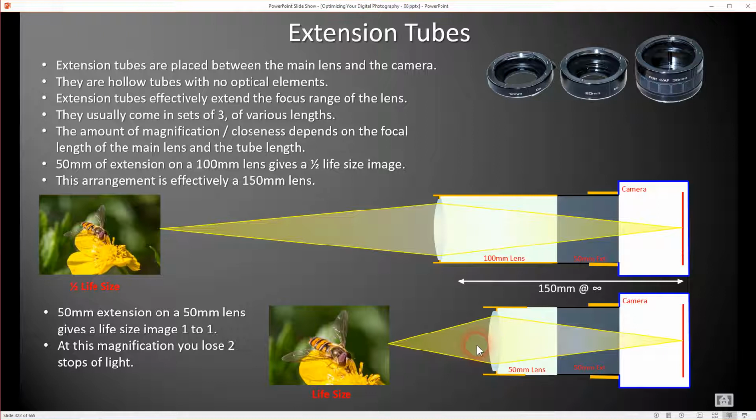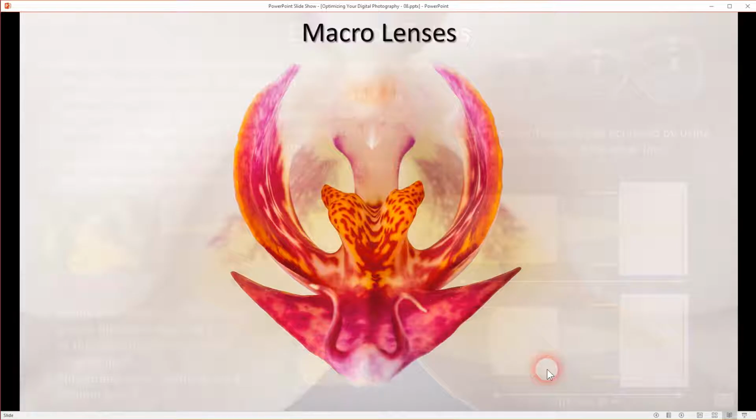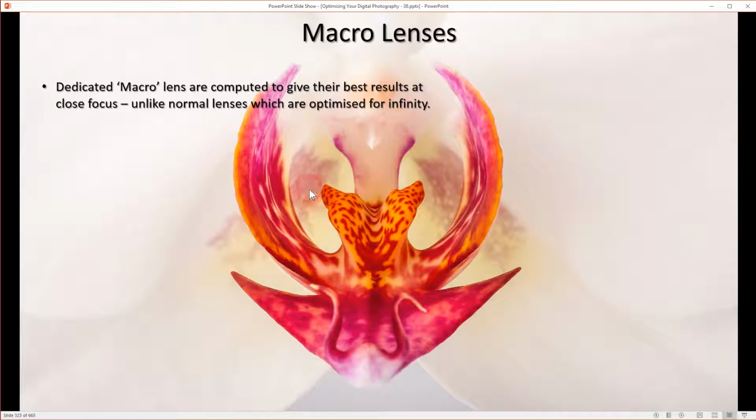And because we've got to full life size, we're actually losing 2 stops of illumination, because the light from the lens is now having to spread out over the sensor twice, so 4 times the area. So this arrangement is effectively a 100mm lens. Even closer can be achieved by, again, using the lens focus function, by extending the lens a little bit.